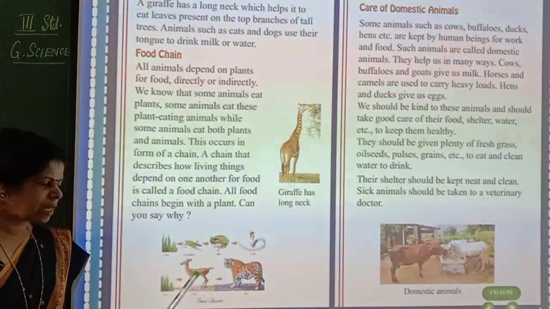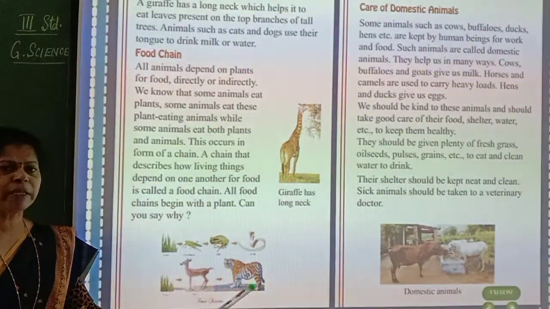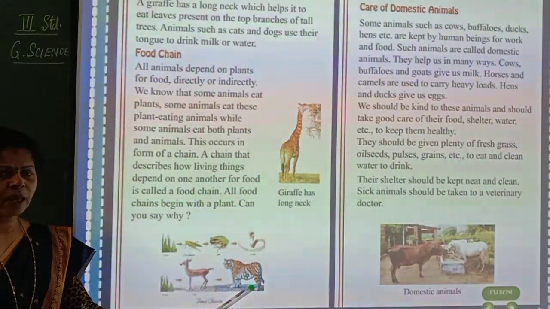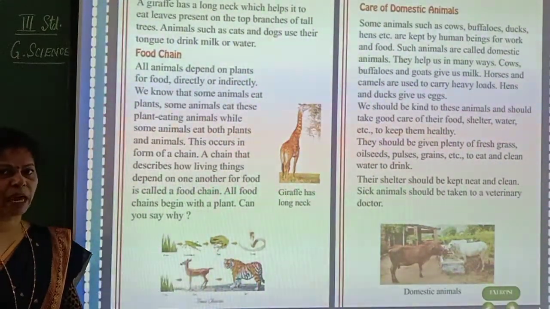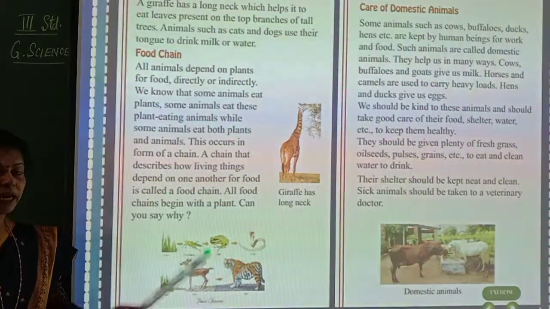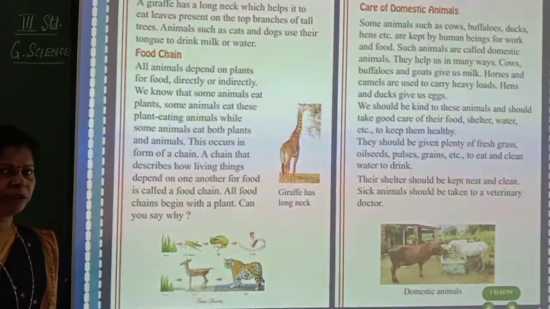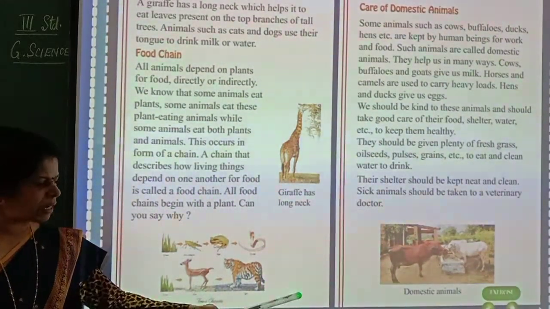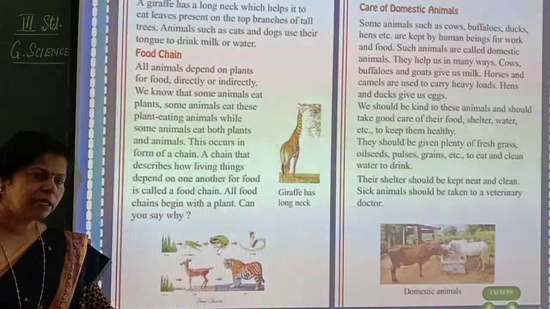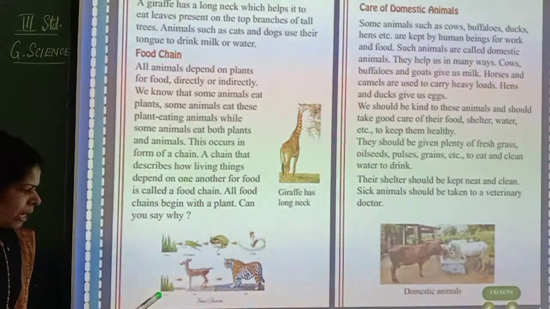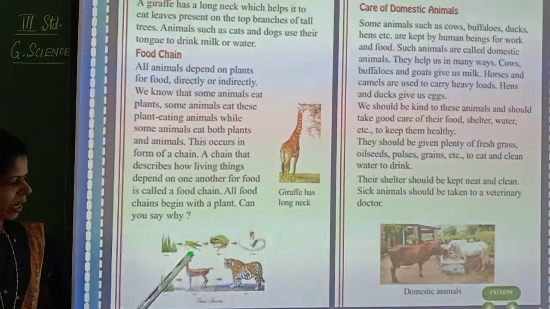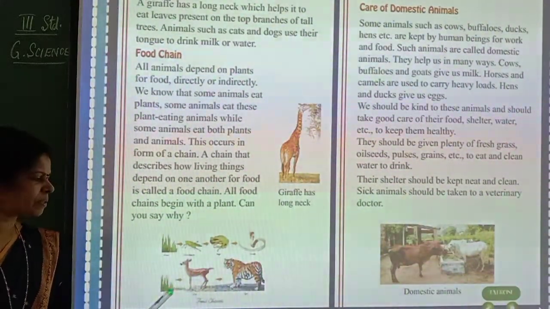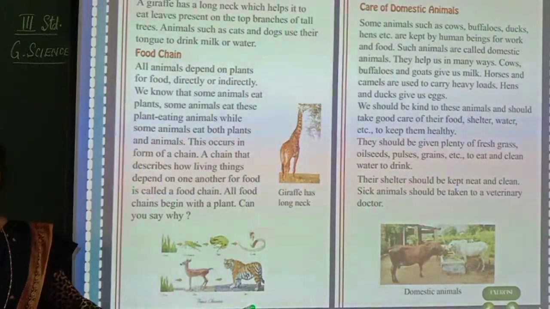So the plant is eaten by the deer. The deer is eaten by the tiger. Okay. Now the tiger can be eaten by the scavengers, like vultures and hyenas, as I told you now. So what happens? Again they all die. They go back to the soil. Again from the soil the plants will get the nutrients. Again it will grow. Again these animals will come. So this is called the food chain.